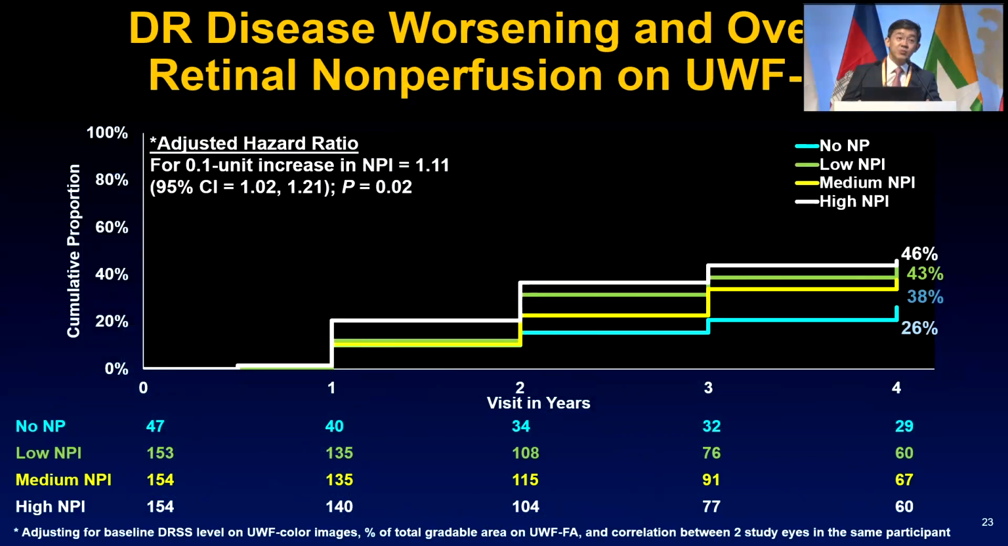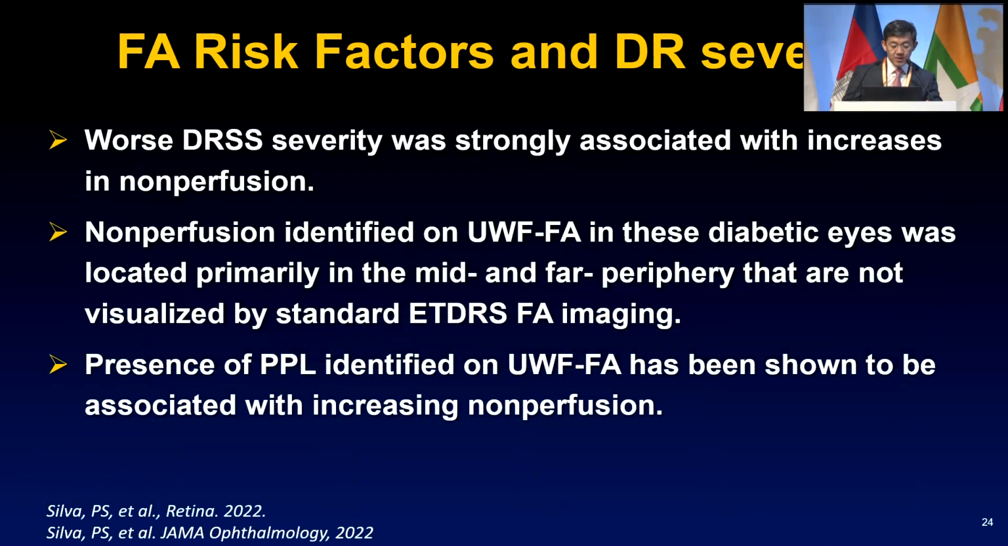Similarly, eyes with the highest non-perfusion were at the highest risk for developing progression over 4 years. So worse DR severity was associated with increasing non-perfusion. Non-perfusion identified on the ultra-wide field FA in these diabetic eyes was located primarily in the mid and far peripheral retina, which is not visualized by standard ETDRS FA imaging. And the presence of PPL identified on FA has been shown to be associated with increasing retinal non-perfusion.